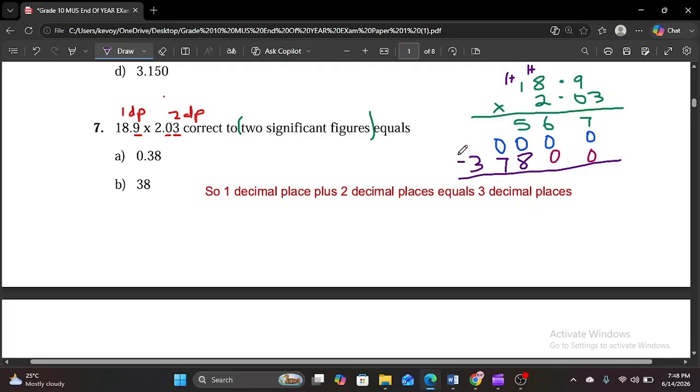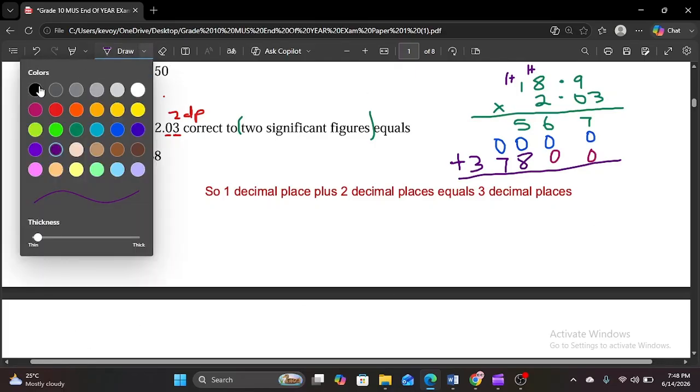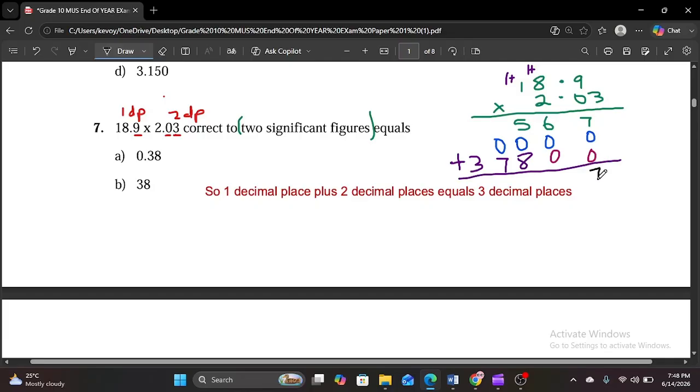So that's going to be, because we're adding, 0 plus 7. So that's going to be 7. 6 plus 0, that's going to be 6. 5 plus 8, that's going to be 13. Plus 1. And 1 plus 7, that's going to be 8. And we have our 3 down.